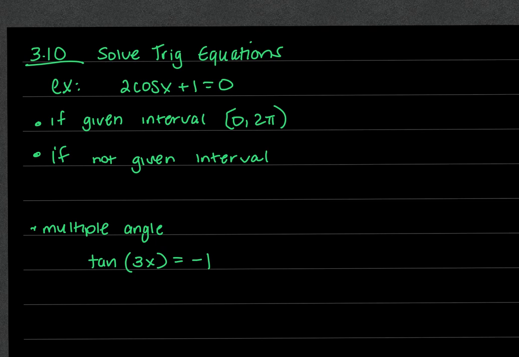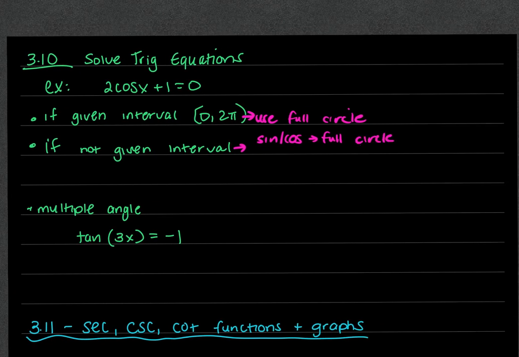So if you're given the interval, you use the full circle. If you're not given the interval for sine and cosine, you use the full circle and you add 2n pi. And for tangent, you use just the top, so quadrant 1 and quadrant 2, and you add n pi. So think tangent top. But that's for solving, that's not for the inverses. That's where I think it's confusing.